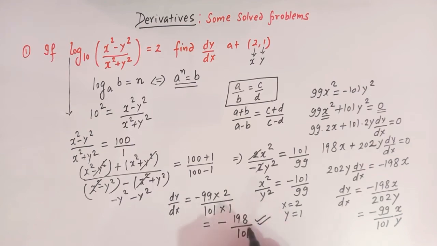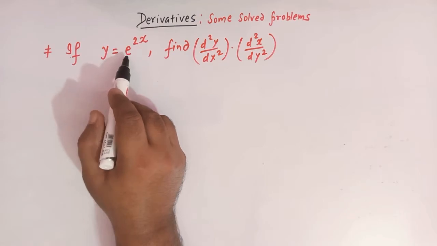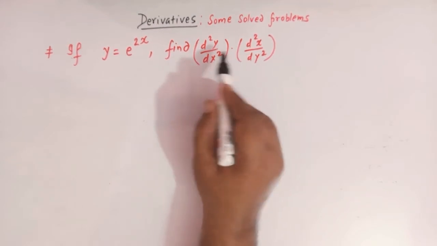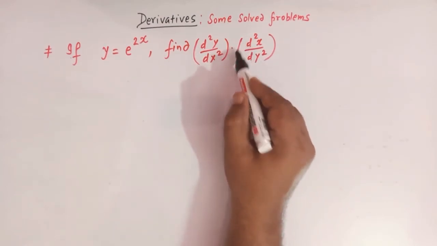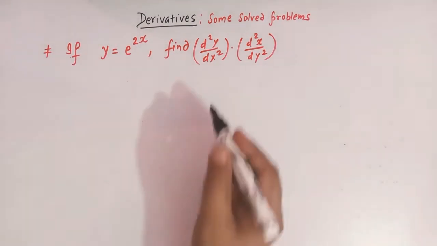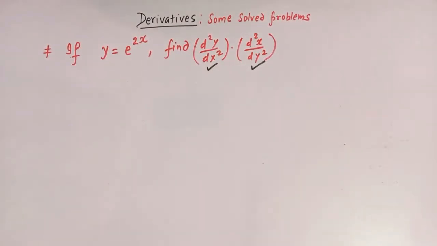So this is the value of dy over dx at x equal to 2 and y equal to 1, right? So now let us take the second problem. If y is equal to e raised to 2x, then we have to find the product of these two terms, d2y over dx2, that is the second derivative, multiplied by d2x over dy2, right? So what we will do here, we'll first find out this expression, then this expression, and then we'll multiply both the expressions to get the desired result, right?